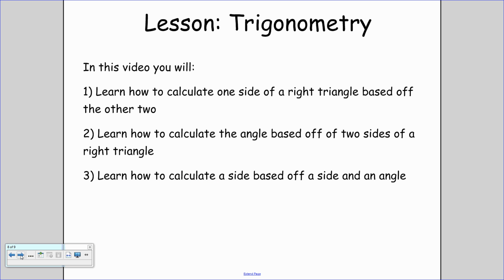All right, so that's it for the lesson. Hopefully you learned how to calculate one side from the other two, the angle from two sides, and a side from an angle and a side. So hopefully you got a little bit more comfortable with sine, cosine, and tangent.